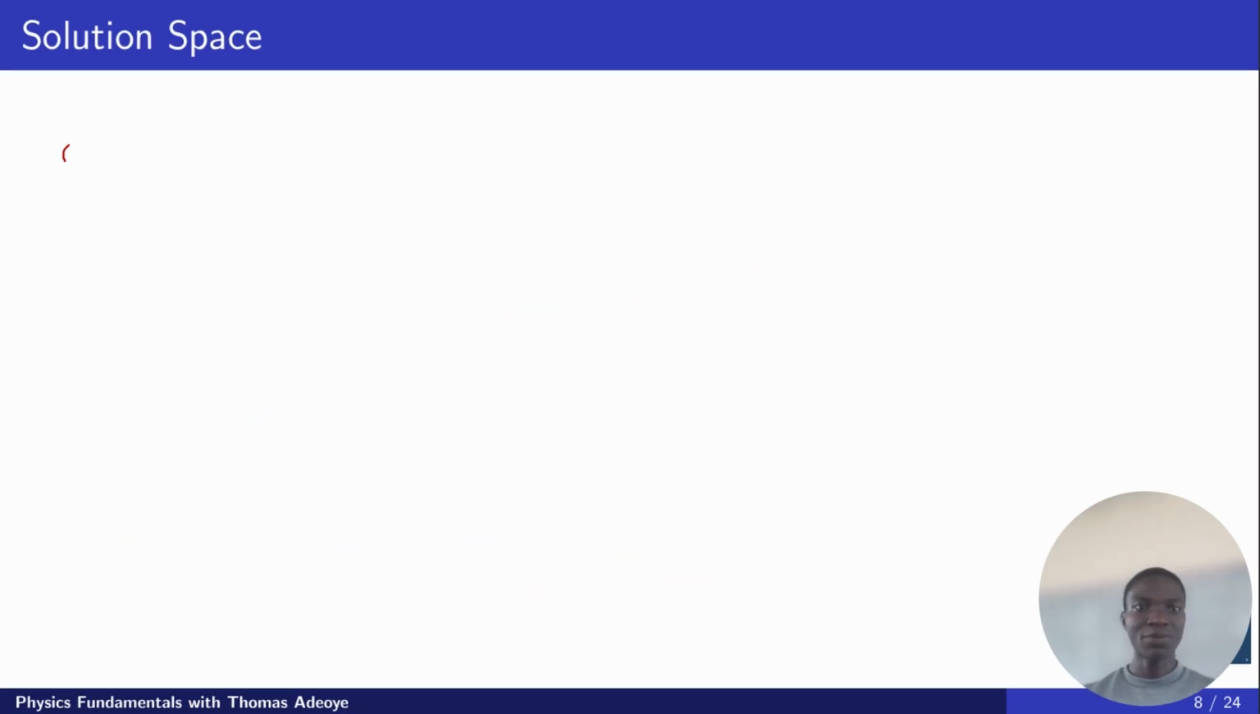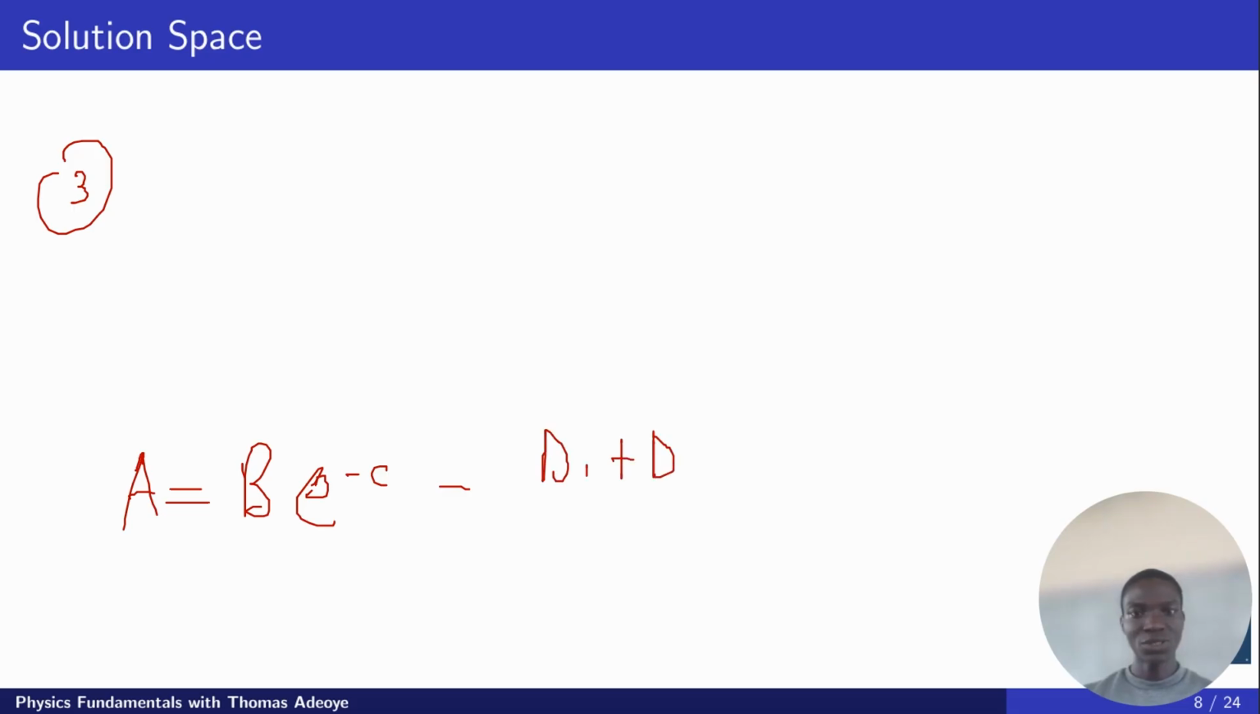Okay, now for the third statement, we want to check if D1 and D2 have the same dimension. Yes, that is true. If you look at the equation, the equation is A equals B exponential minus C, and we have D1 plus D2 over E. Is it E? Let me check. Yes, over E. Yep. And we have plus F now.